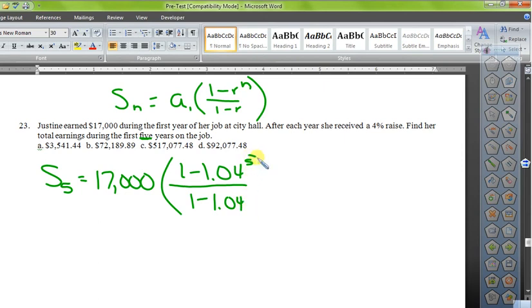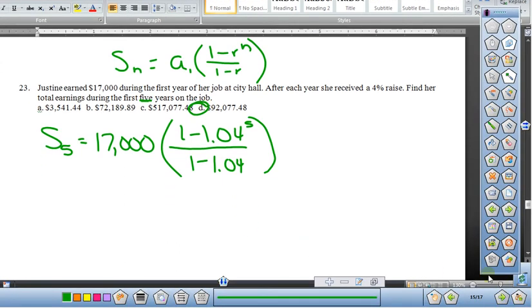And this is what you have to be real careful about putting into your calculator. So put the numerator in first, and then make sure you wrap up the denominator in parentheses when you put it in, and multiply it by 17,000. And when you do, you should get letter D as your answer. So check that out. Okay, next question.